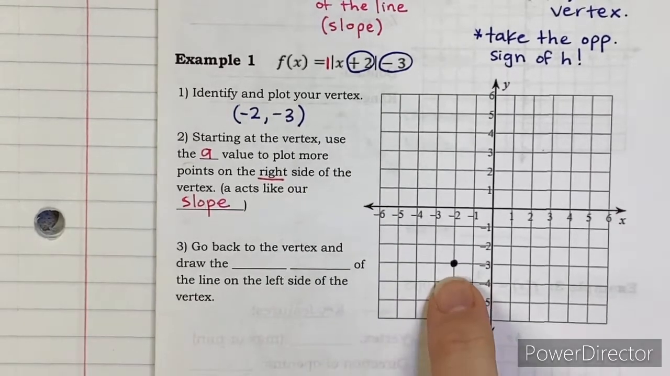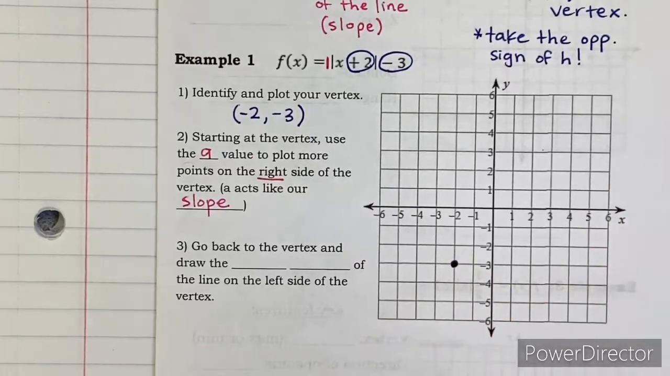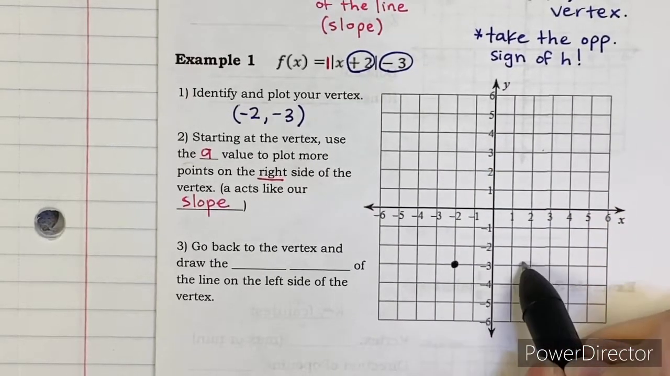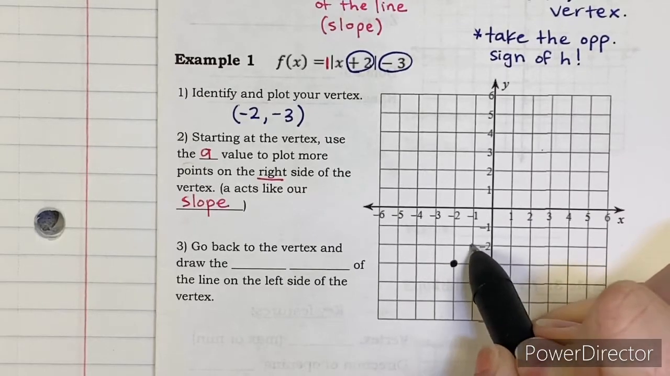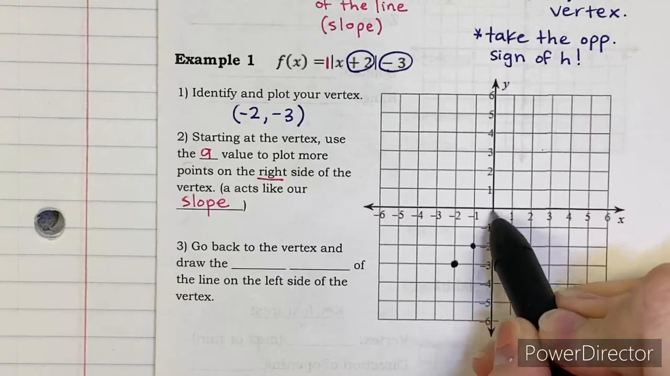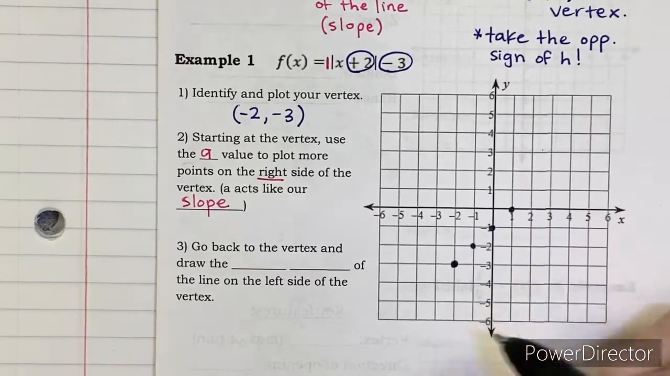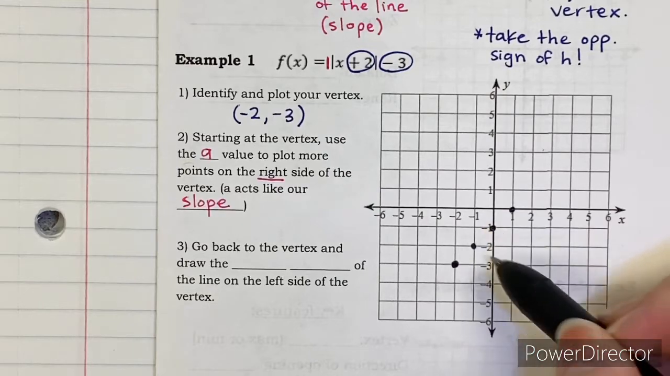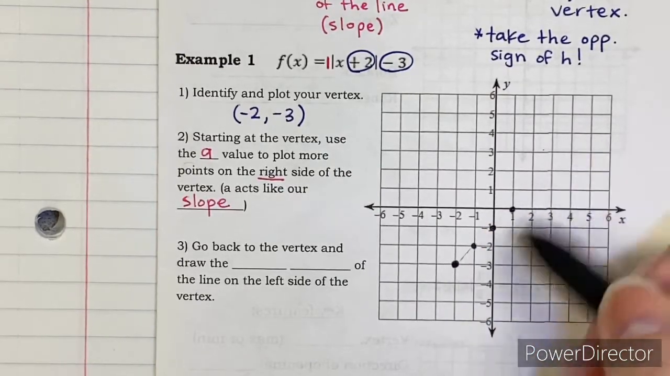So from this point that we've already graphed, remember, we're doing the right-hand side. So from the graph, we're going to be going this way. We're going to go up 1, right 1, up 1, right 1. And I normally get 2 or 3 points, and then I'll be done. Okay, so that gives me the right-hand side.